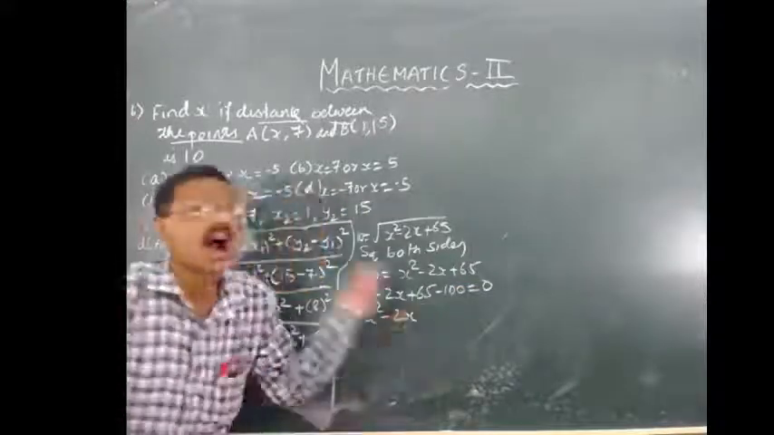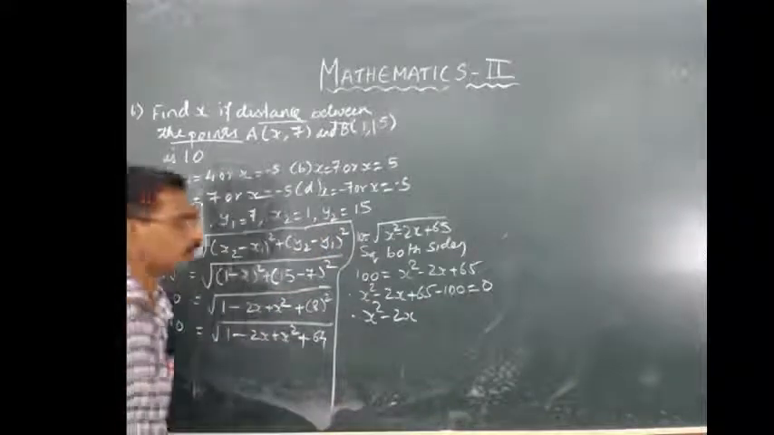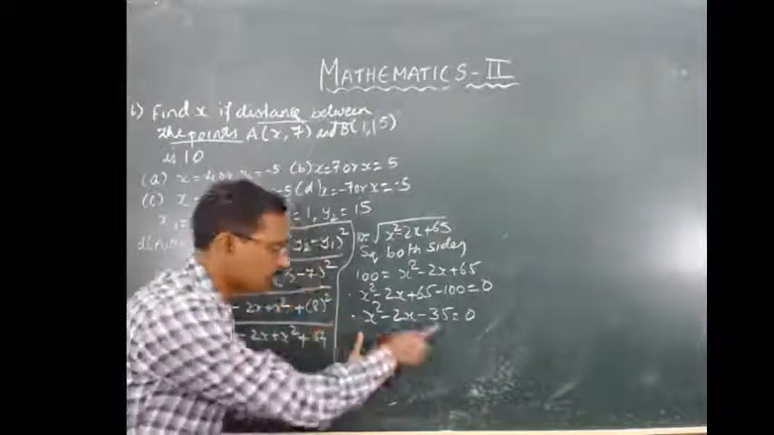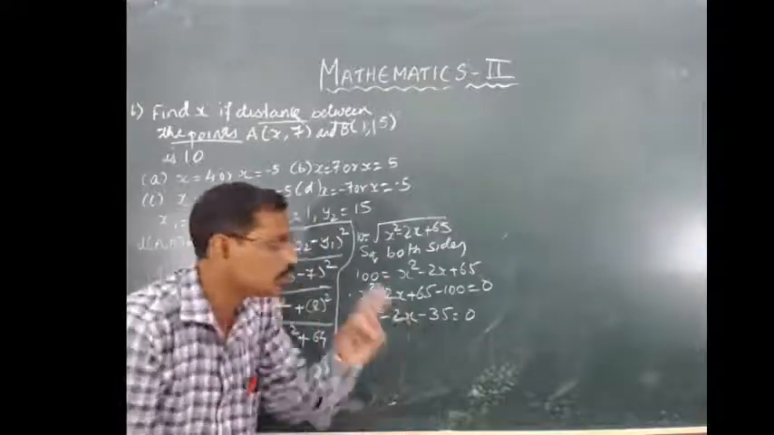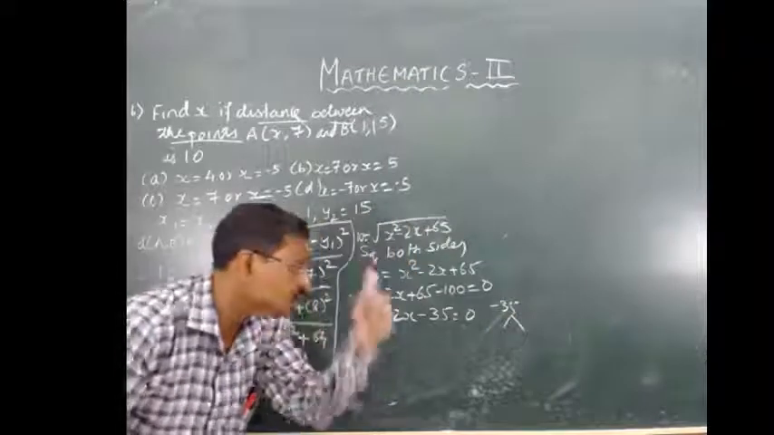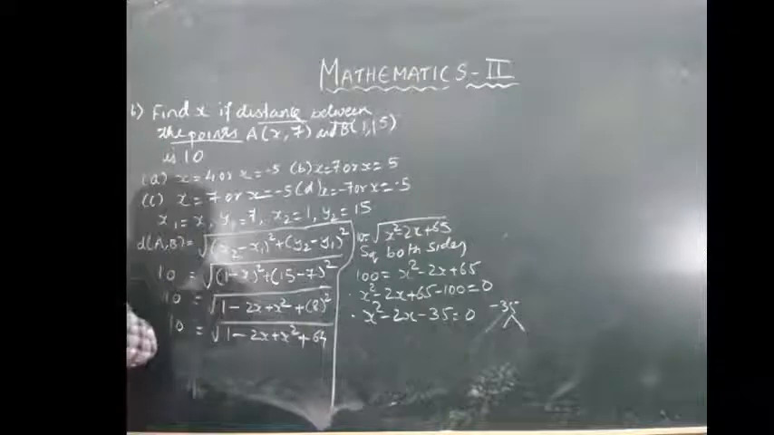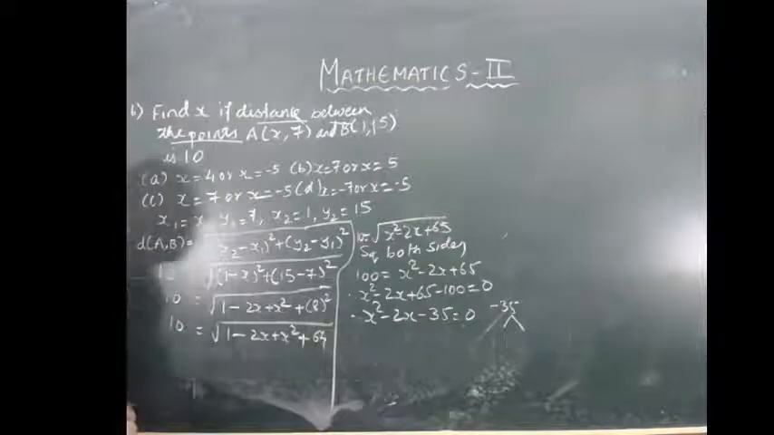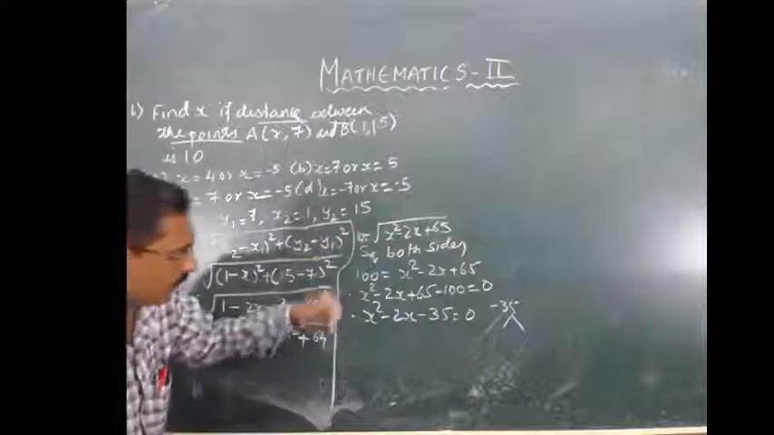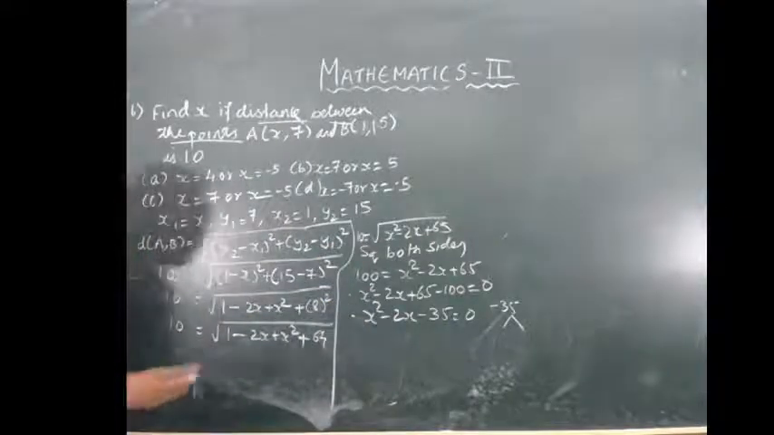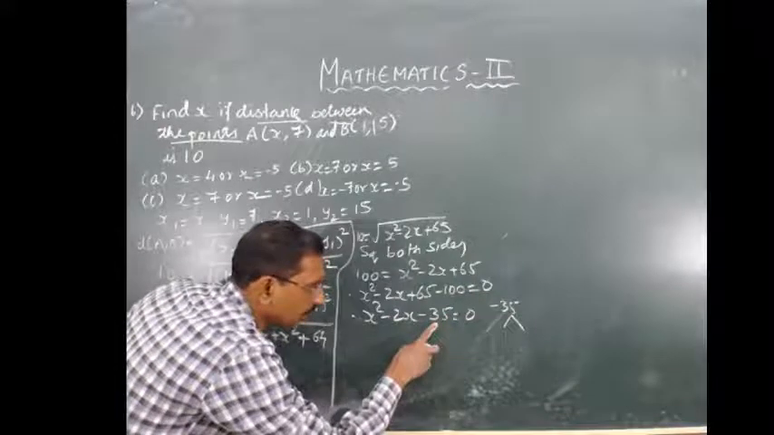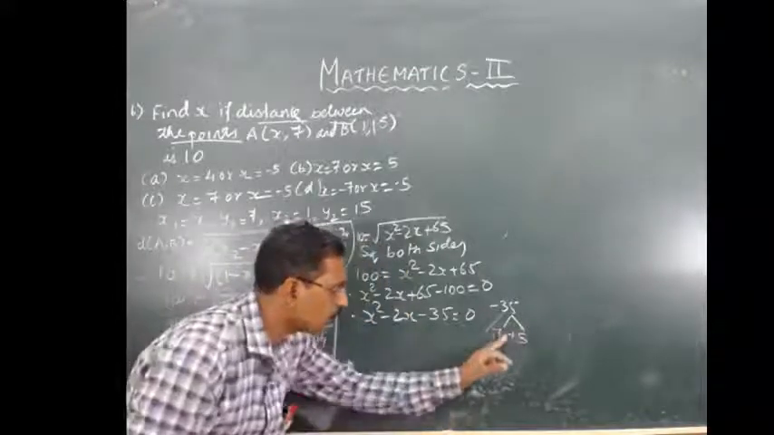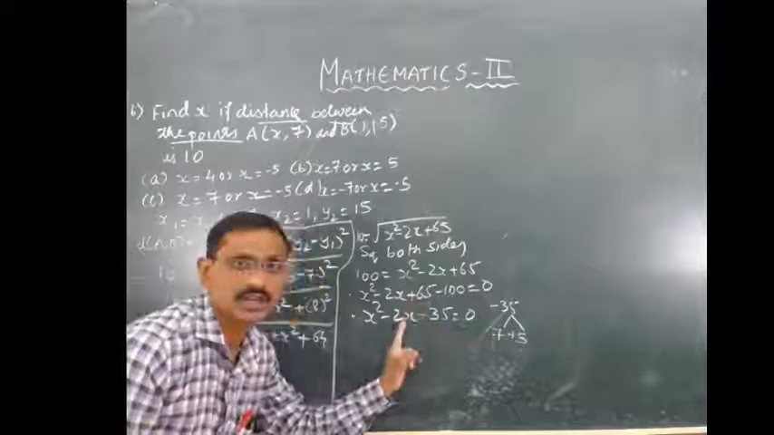Therefore, x square minus 2x, 65 take away 100 gives minus 35, is equal to 0. Now factorization. I need two numbers which when I multiply, I get minus 35, and when I add them, I should get minus 2. If I take 7 and 5, with minus and plus, minus into plus gives me minus 35, and minus 7 plus 5 gives me minus 2.